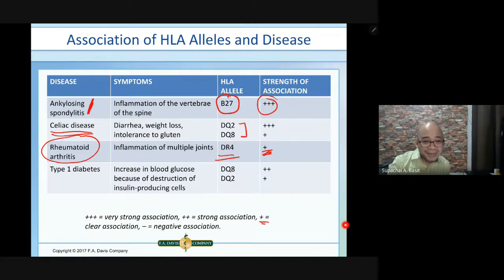If you have DQ8 and DQ2 alleles, you might develop type 1 diabetes, characterized by increased blood glucose because of the destruction of insulin-producing beta cells at the islets of Langerhans of the pancreas. DQ8 has a stronger association compared to DQ2. So they are important not just in graft rejection, but also in the development, association, or predisposition to autoimmune diseases.